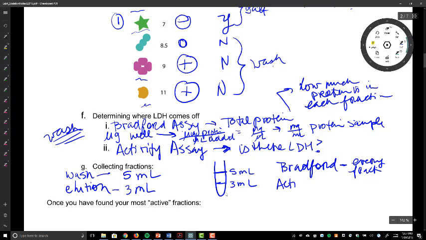With the activity assay, however, as you might suspect, things get a little more complicated. And in the wash, you're going to be doing it every 5 fractions. And then in the elution or the salt gradient, you'll be doing it every 3 fractions.